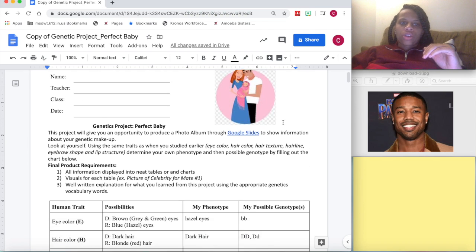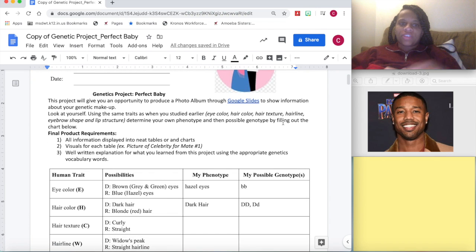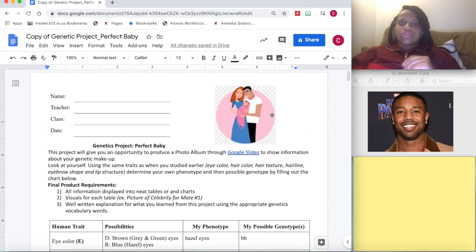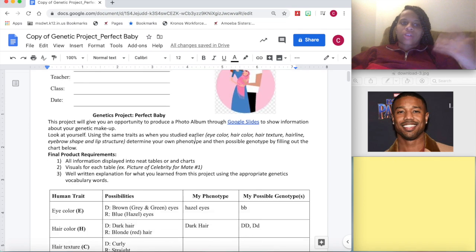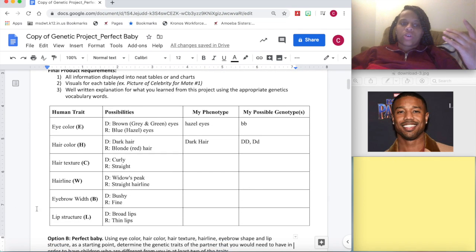So, the whole point of the Perfect Baby Project is to get two people together to try to make a baby. That's what we're talking about. And we're going to focus specifically on these 6 traits and what their baby would look like if these two people actually got together. So, I am going to walk you through eye color and hair color for the entire portion of the project.